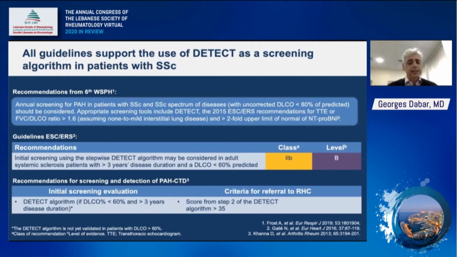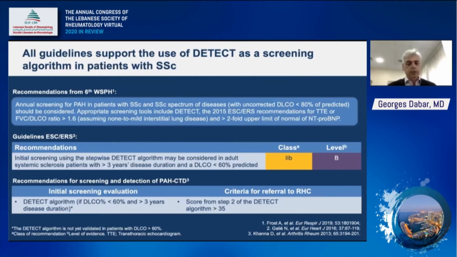As far as the ESC/ERS guidelines, it's a class 2B recommendation with a level B evidence. So initial screening should be using the stepwise DETECT algorithm, and it may be considered in an adult systemic sclerosis patient with more than 3 years of disease and a diffusion capacity of less than 60%. So if the patient has those conditions, it's a class 2 recommendation to do echo.